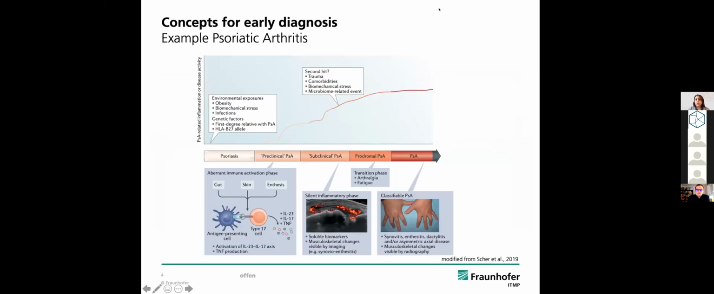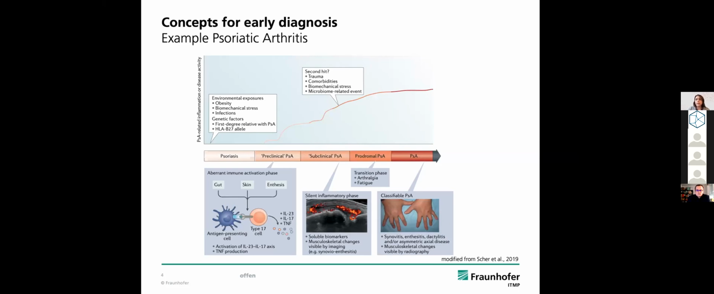To give an example of psoriatic arthritis, we have here a classical disease which starts with a risk population with patients that have psoriasis of the skin, and 30% of those patients will develop psoriatic arthritis in the long term of their disease, but we do not know which of the patients will be this risk collective.